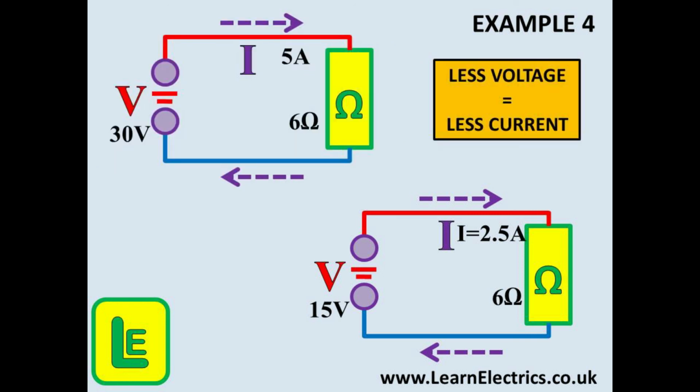What does this mean and what does it tell us? We said that less voltage will push less current around a circuit, and now we can see by how much. In this case, we halved the voltage and the current halved. For a fixed resistance of 6 ohms at 30 volts, the current will be 5 amps, and at 15 volts, it will be 2.5 amps.